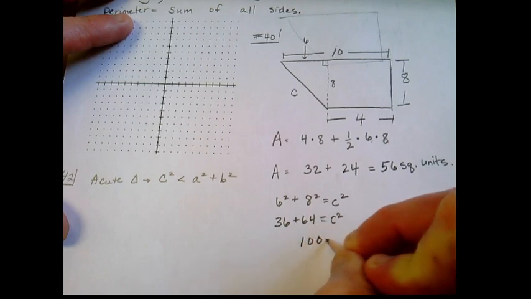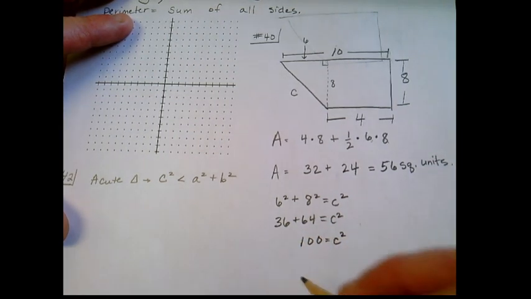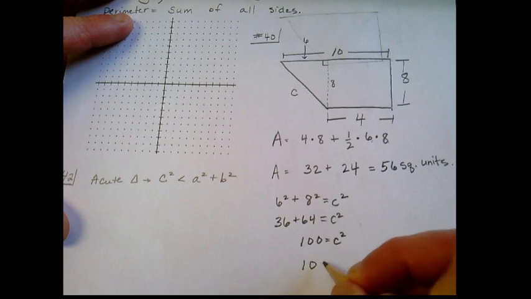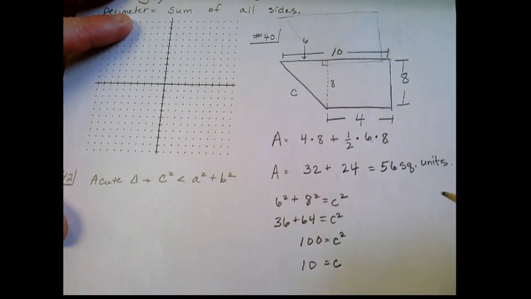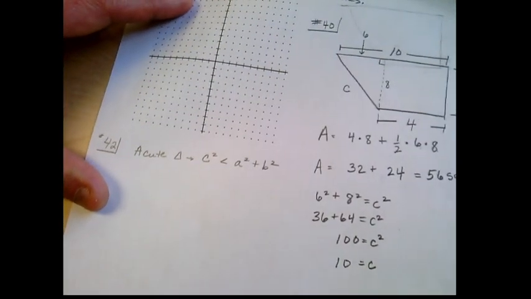And in order to undo a square, I square root. The square root of 100 is 10. So the length of c is going to be just 10 right there.